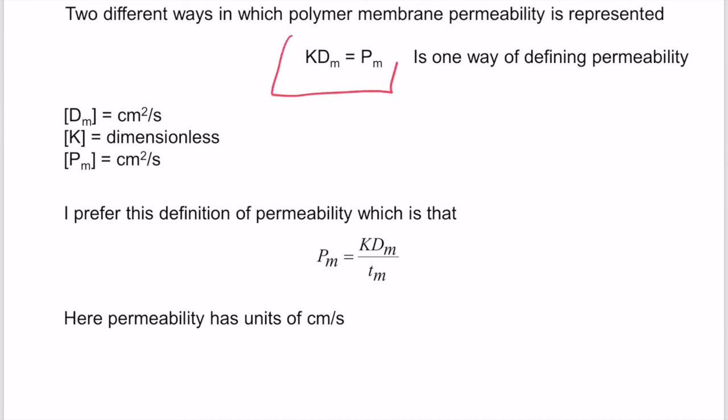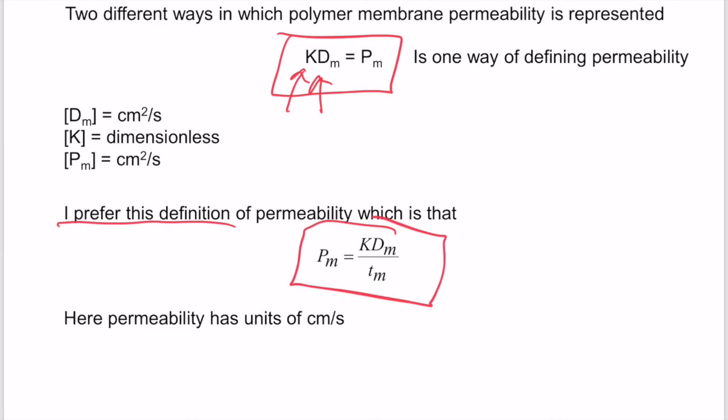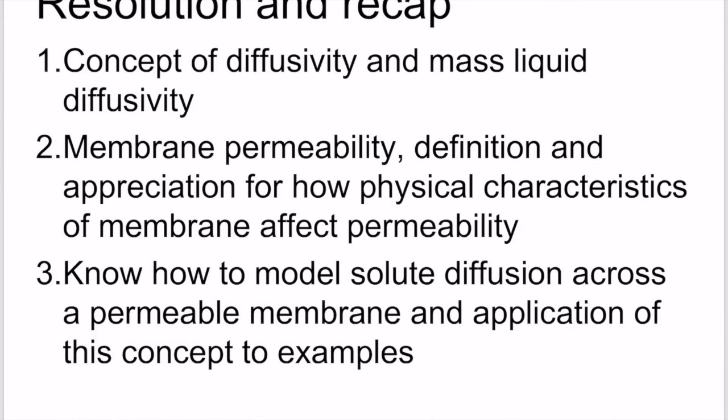Here she's talking about modeling the permeability without using the thickness. So it's just the partition coefficient times the diffusivity. However, she prefers the one that does use the thickness. So this is what we'll be using in class, but she just wants you to be aware that someone else may be talking about permeability without the thickness.